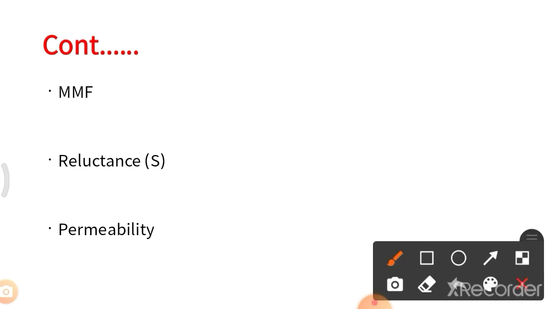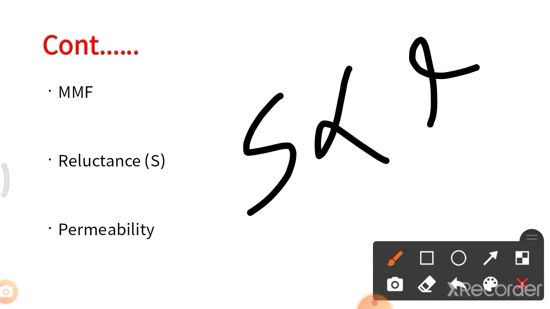Next point is reluctance. The reluctance is denoted by letter S. In electrical circuit, the flow of current is opposed by the resistance. Similarly, in magnetic circuit, the flow of flux is opposed by the material, which is called as a reluctance. The reluctance is directly proportional to the length of the material and inversely proportional to the area of the material.